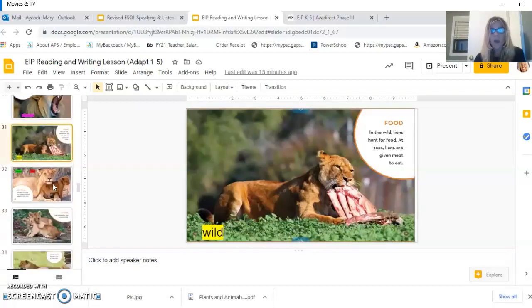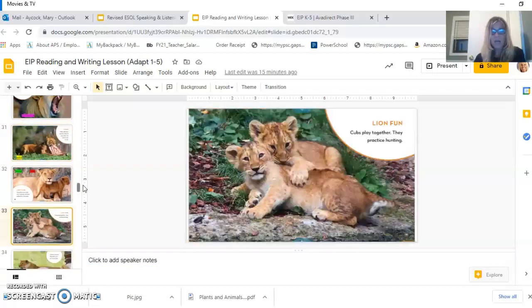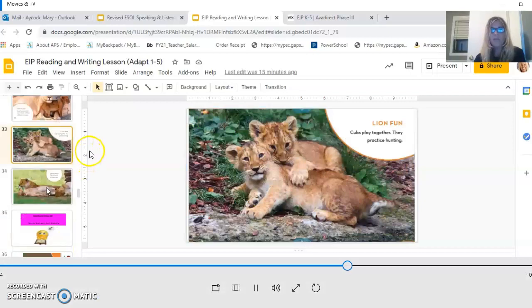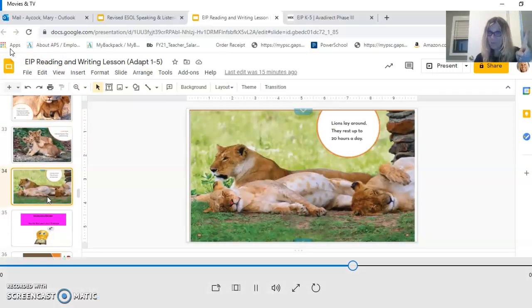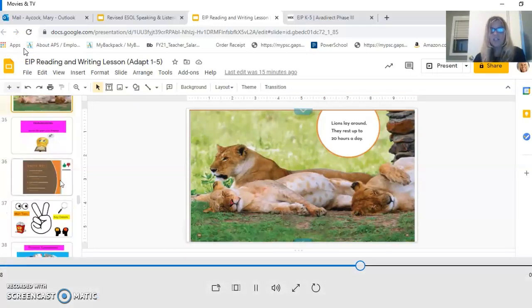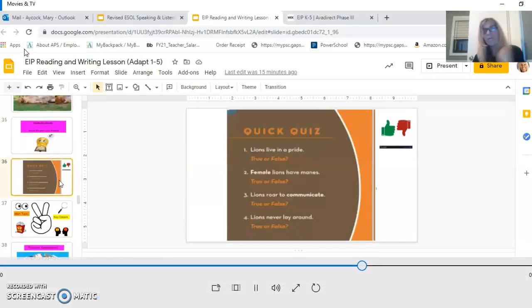We learned they lived in the wild. We learned that the mommies had cubs, and we learned all that information. So we read a book about what? Lions. Lions is the what? Main topic. What were all those things that we told about lions? Key details. Awesome. So now just to check for understanding, we're going to have a little quick quiz.